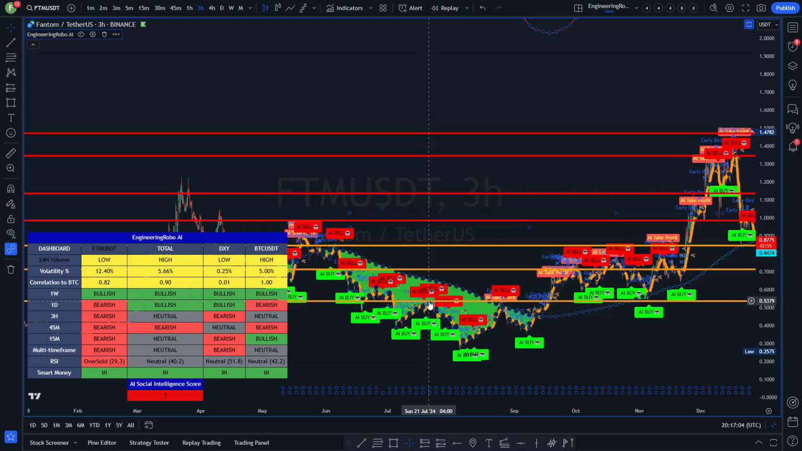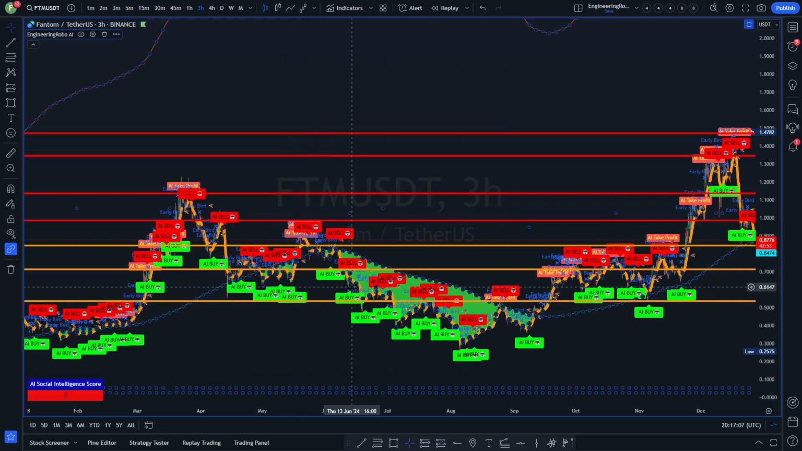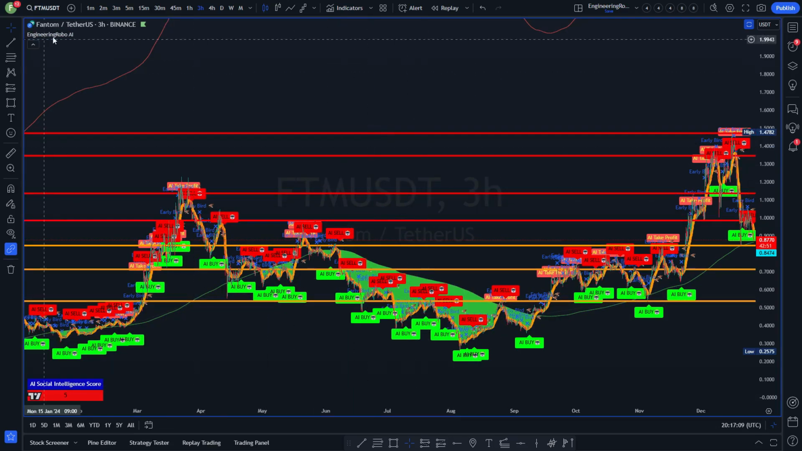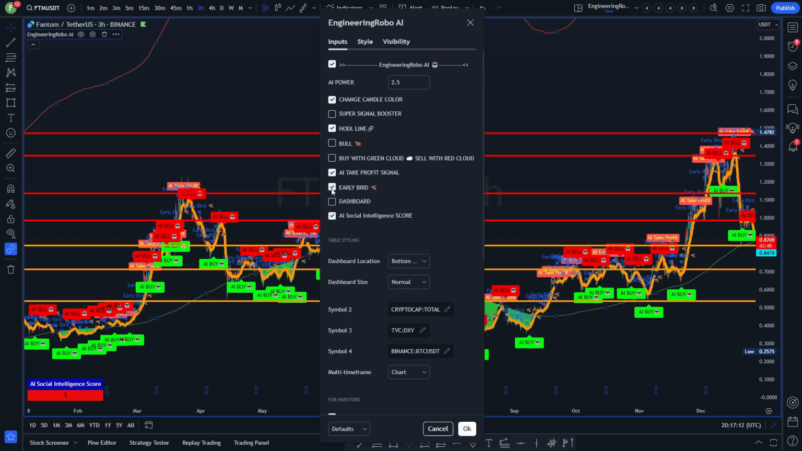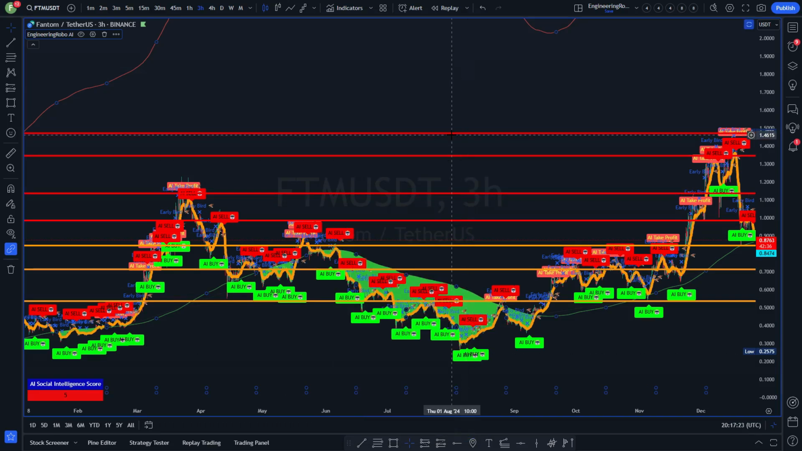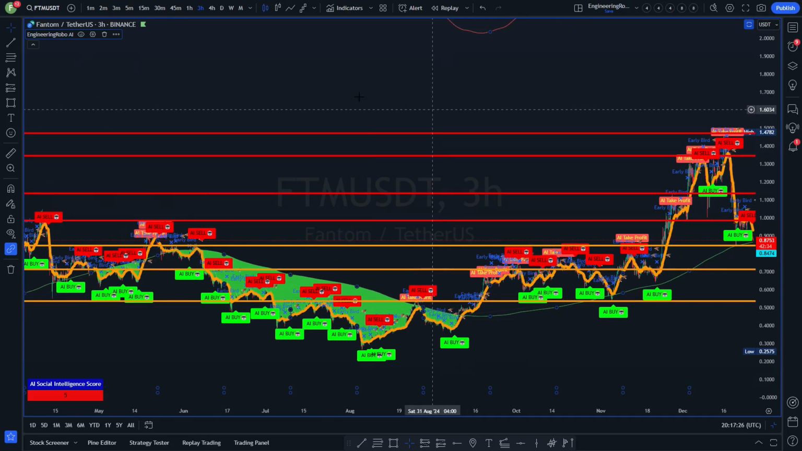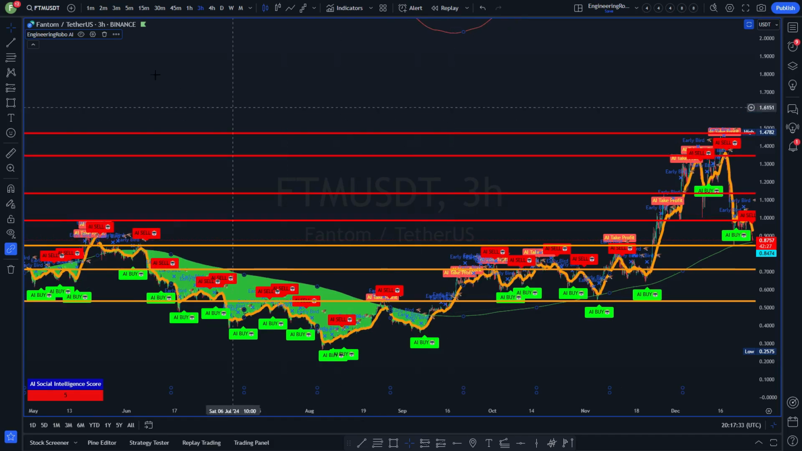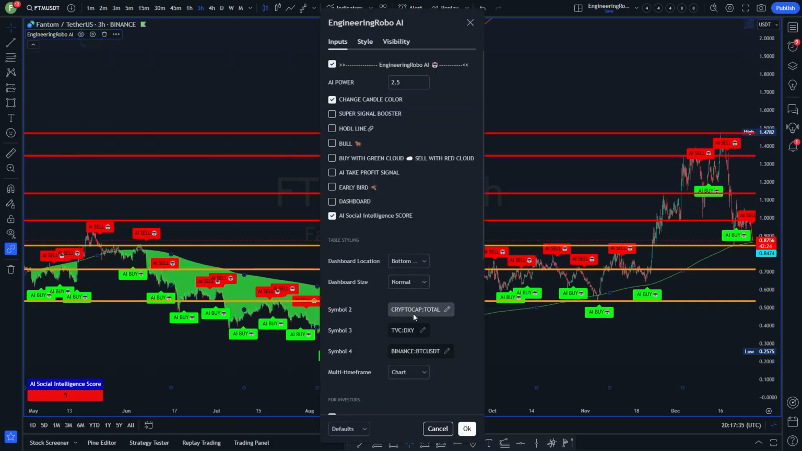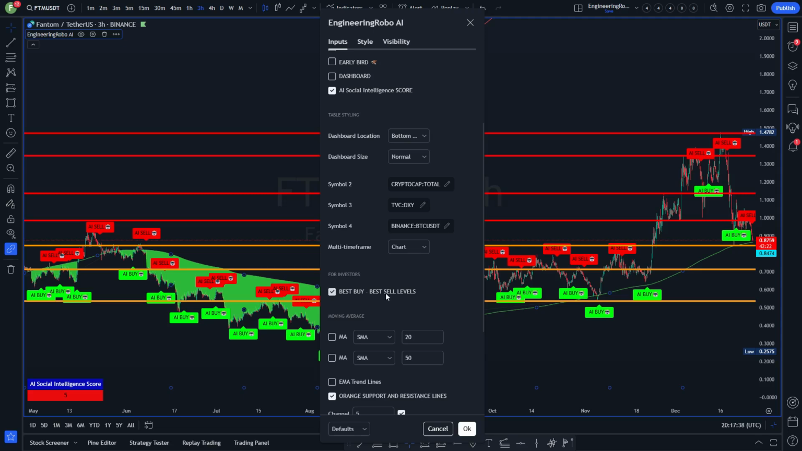price increments were too small. So potentially this gives us a better view of what's going on. In fact, let me switch off the early bird one and the AI take profit, and also the hodl line. There's a huge amount of individual settings, and throughout my videos I'll be going through each of the settings of the indicator. As you can see, because there's so much going on, it does take a while to update, but that's no bad thing. I did have the best buy, best sell levels.